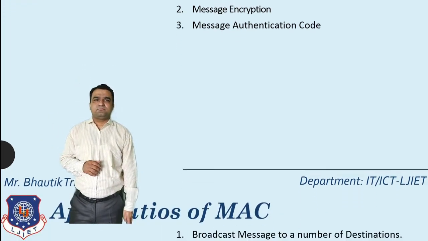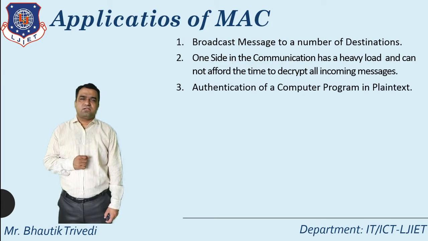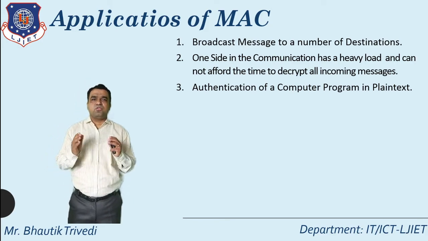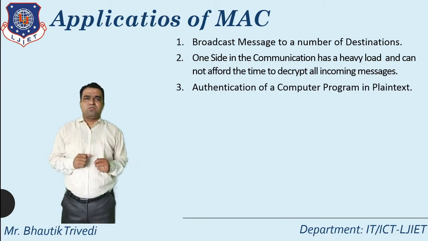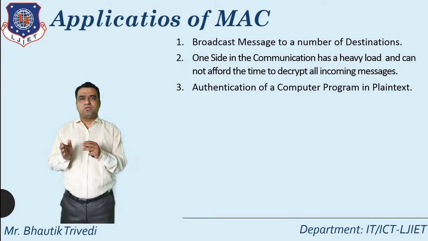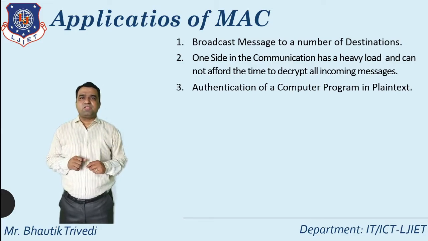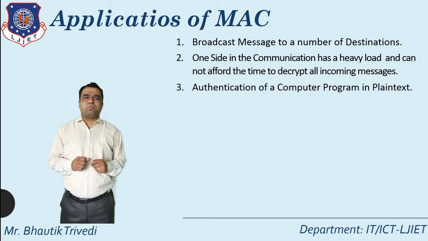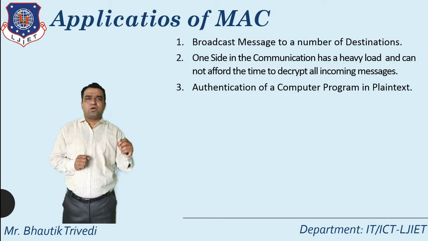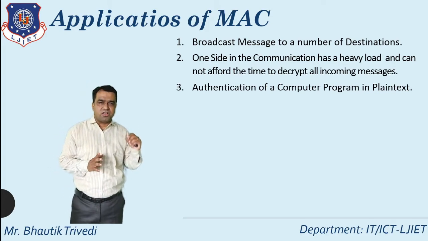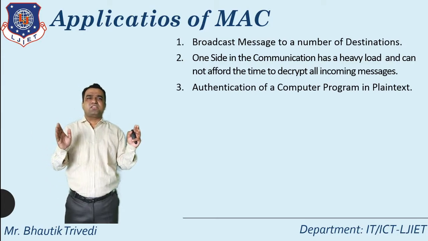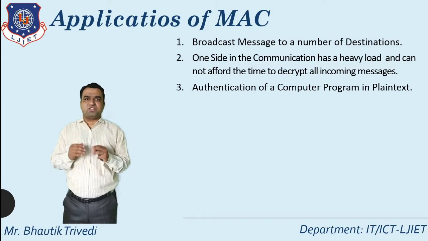After that, application of MAC. What is the meaning of unicasting, multicasting, and broadcasting? Unicasting means what? One to one. Broadcasting means what? One to many. And multicasting means what? One to a group of people. So that is known as multicasting. So application of MAC, number 1: broadcast message to a number of destinations. Means you directly send the message, you directly broadcast the message to a number of destinations. That is the application of MAC.